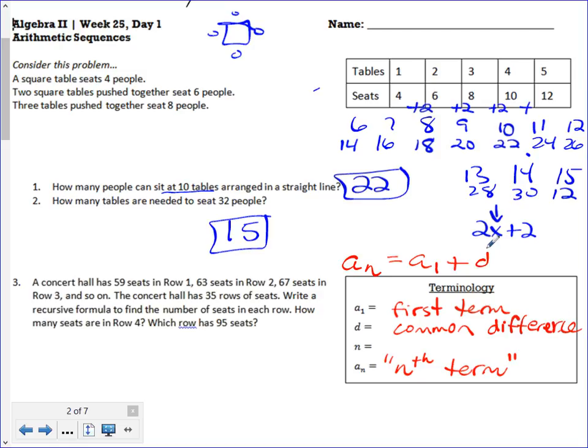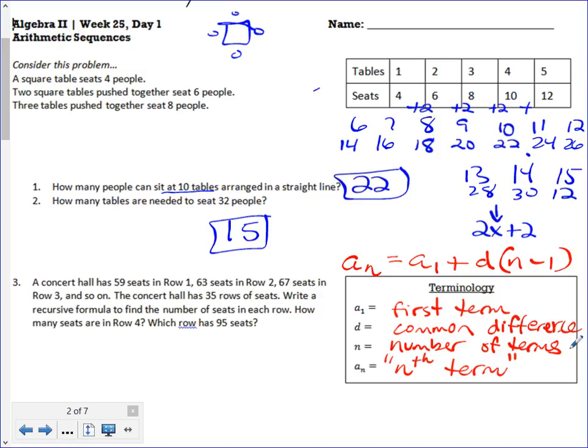That's the common difference. And what we do is we say the common difference, D, times one less than the number of terms. So if I say there are 23 terms or 23 tables, okay, then you would do one less than that. So how do we write that? What we do is we say n minus 1. One less than the number of terms. So n represents the number of terms.